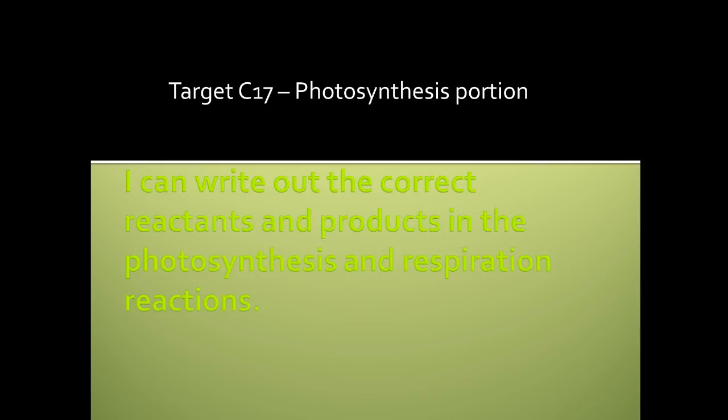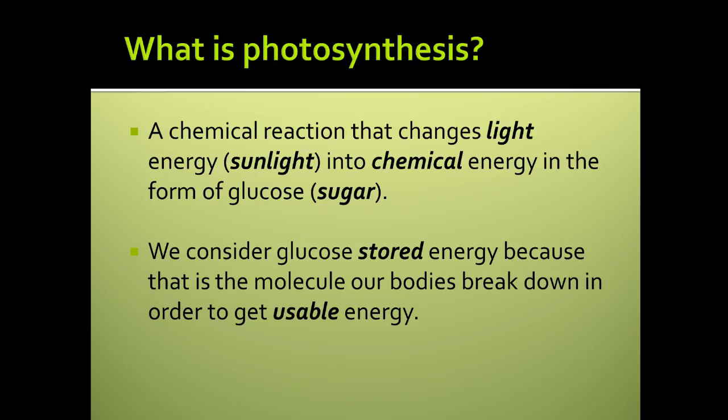So again, this target C17 says that you should be able to write out the correct reactants and products in the photosynthesis and respiration reaction. You're going to actually see the respiration reaction in a later target. So what is photosynthesis? I know you've learned a little bit about it in previous science classes, but for biology, you want to think of it as a chemical reaction that happens in cells that changes light energy into chemical energy in the form of glucose. And glucose is, of course, a sugar. So the goal of photosynthesis is to produce glucose.